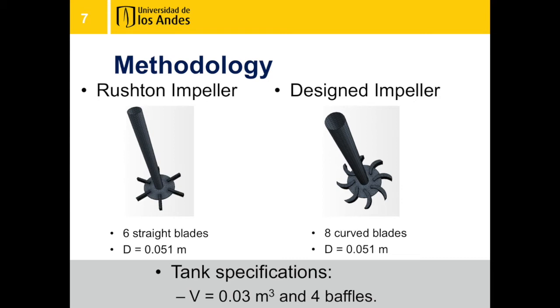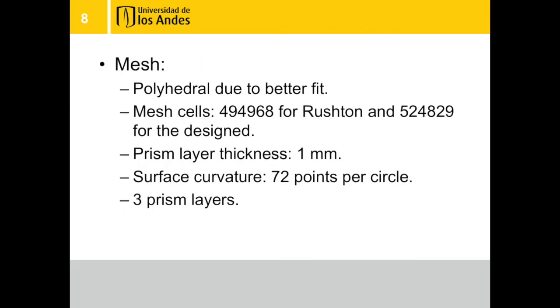Also, both are simulated in a tank with the specification proposed in the guide and with 4 baffles. Regarding the mesh, the type of cells used was polyhedral because it makes a better fit in both geometries and because it can guarantee a certain degree of homogenization between cells. The cells generated for the Rushton impeller were 484,968 and 524,829 for the designed one. Both values are close to 500,000, which was the main objective.